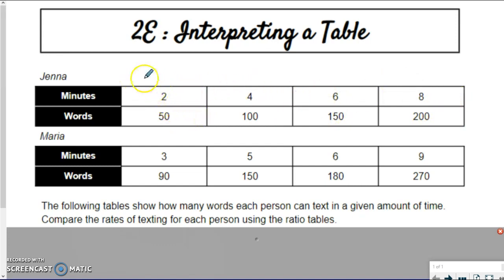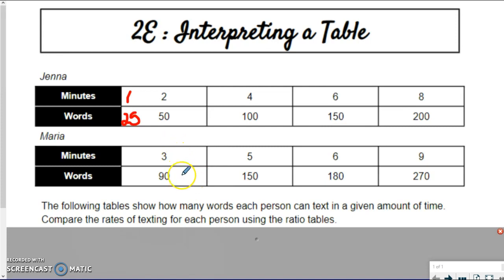So that means in 1 minute, I'm going to just write 1 over on the side here. Oops, a little crooked. She's texting 25 words. That's basically what we're finding. We'll talk more about this later, but that's called a unit rate, where we found 1 minute and how many words that would be. So I'm going to do the same thing with Maria and make that same comparison and look at the minutes to see what's happening to them to get the words.